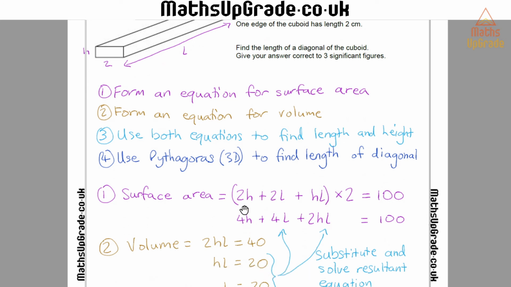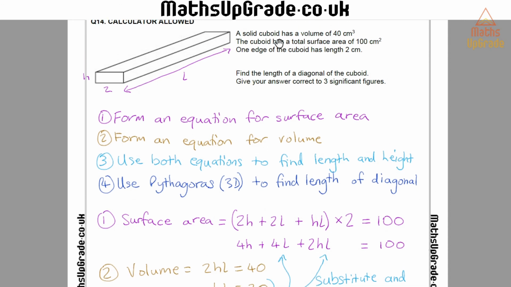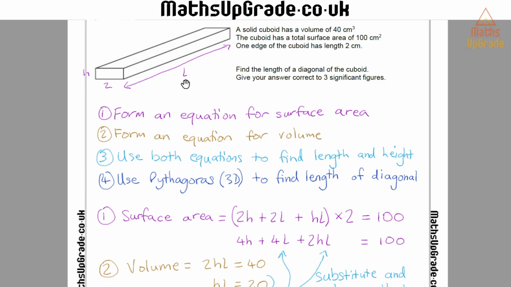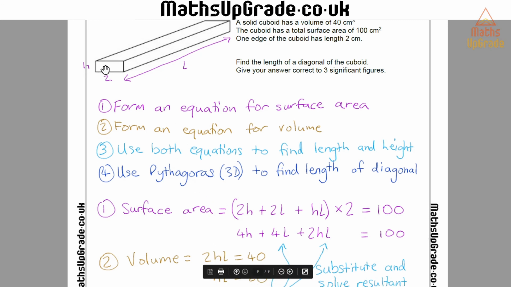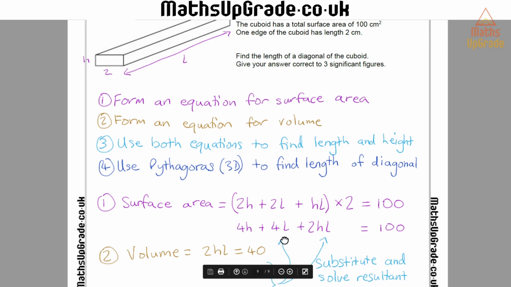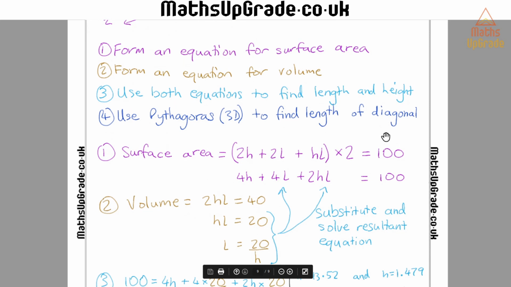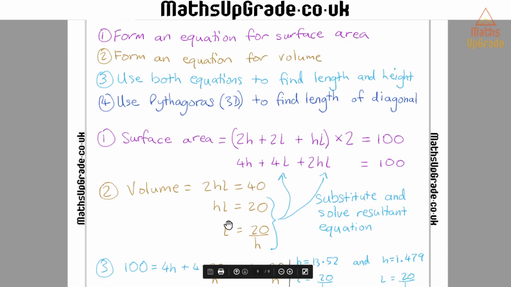The next thing I'm going to do, I'm just going to leave this equation as it is for now. I'm going to find an equation for the volume. Remember, I'm told that the volume is 40 centimeters cubed in the information of the question. I also know that the volume is length times width times height. The length I'm given as the letter L, the height is h, and the width is 2. So 2hl equals 40. If I just simplify this slightly by dividing by 2 on both sides, I know that HL is 20. And rearranging that to make L the subject of the equation, L is 20 divided by H. Now what I can do here is substitute this equation into the equation I found earlier.